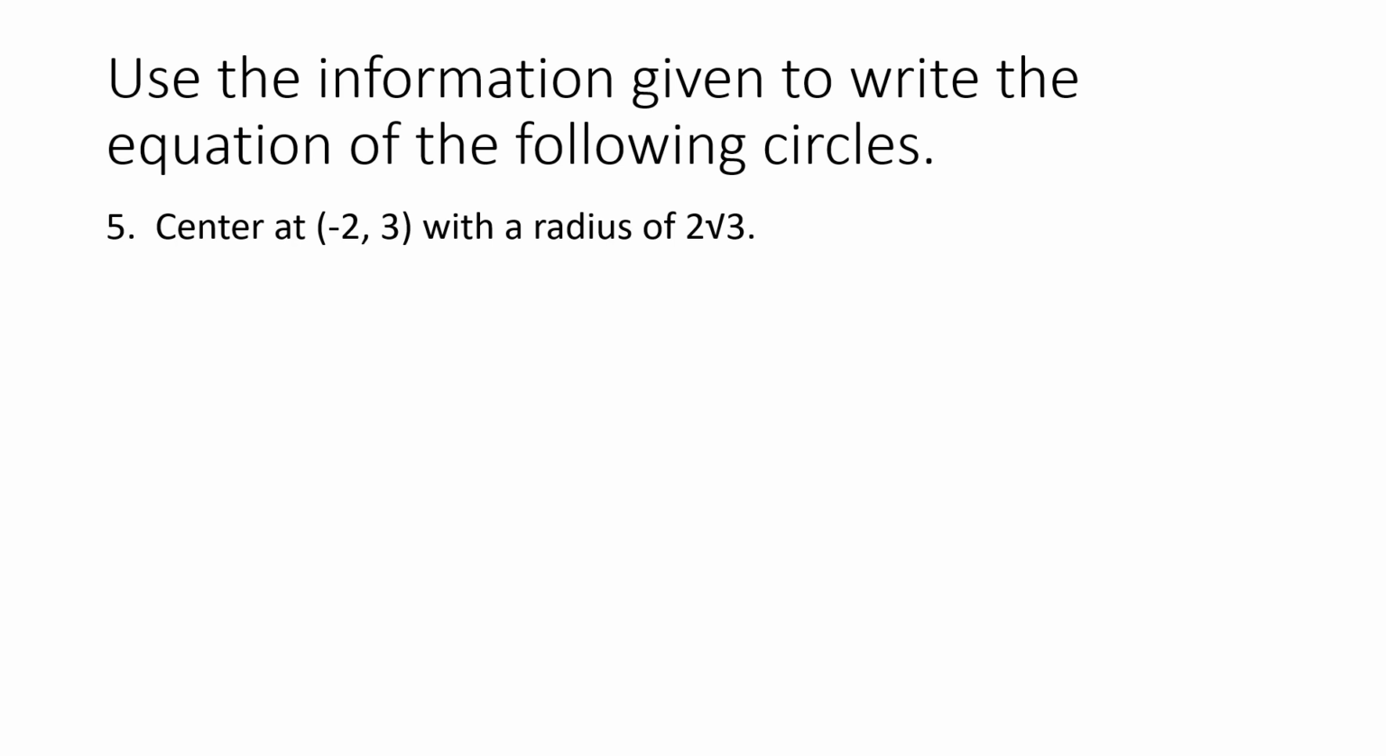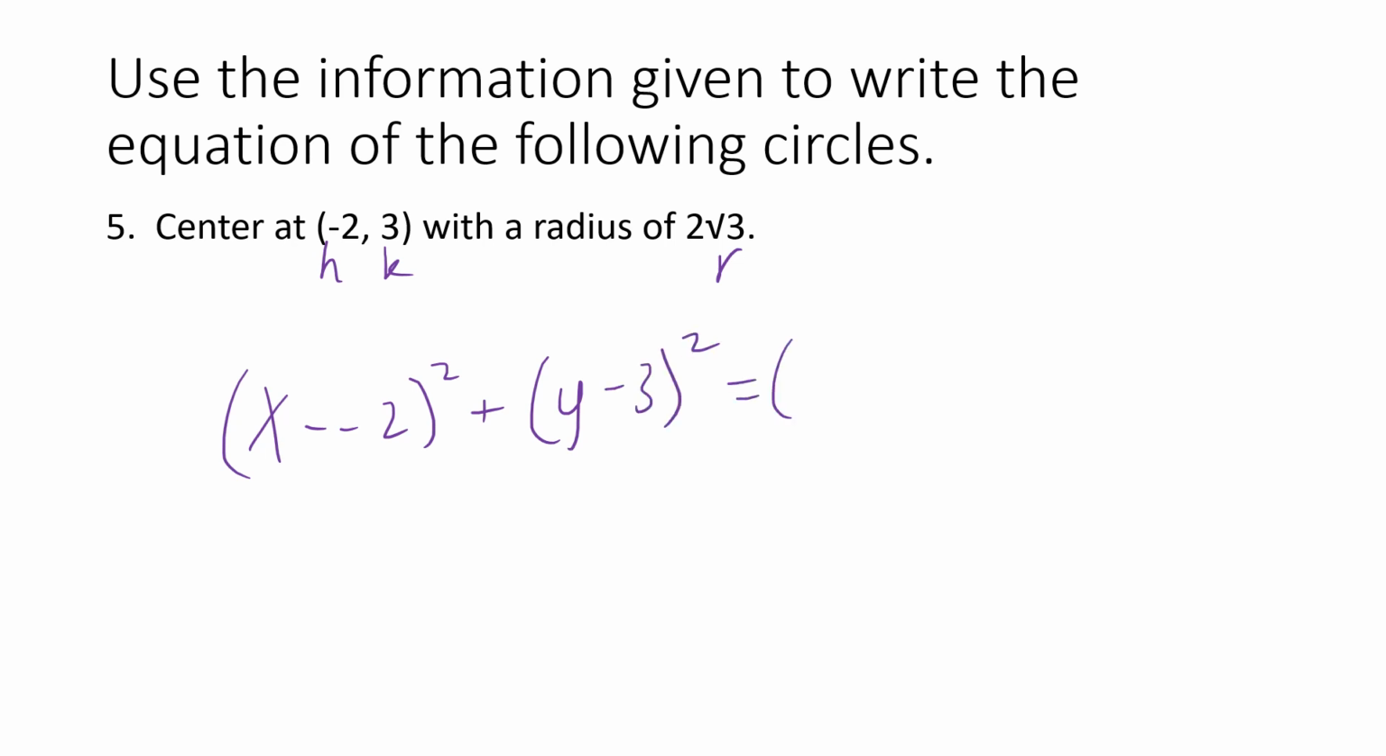What if you don't have a whole number as your radius? That's okay. Same thing. You have your h, your k, and your r. So we plug it in, x. Now it's minus a negative, right? Plus y minus 3 squared equals 2 square root of 3 squared.